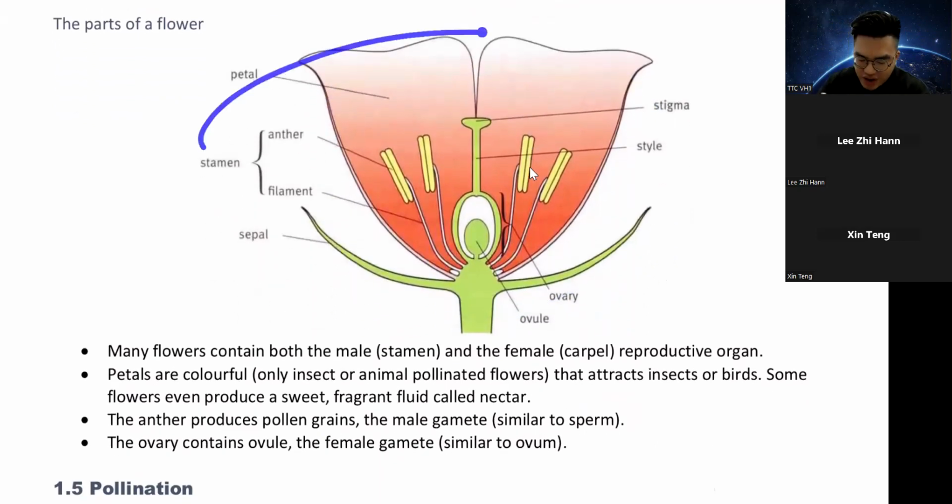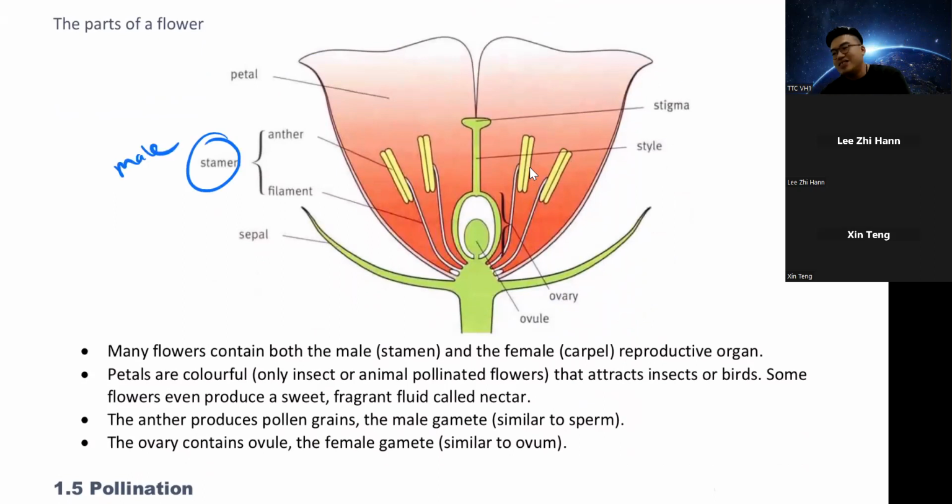Okay, so let's look at the flower. Let me start from here. Stamen. Stamen is the male part. Okay, 男孩子的器官叫做 stamen. So this is the stamen. So stamen. How do I remember this? Can you see men? 男子 men. So stamen is male.